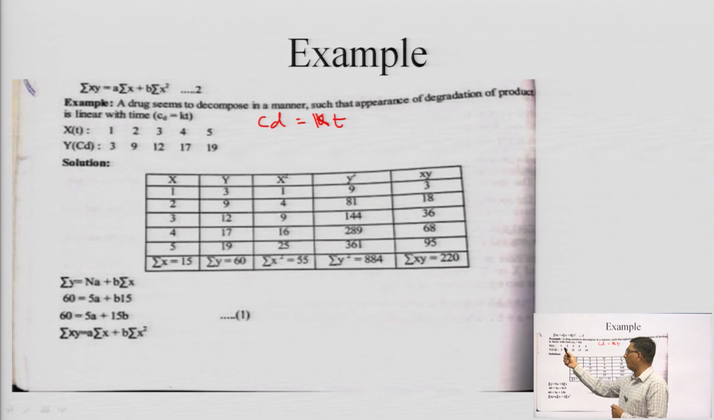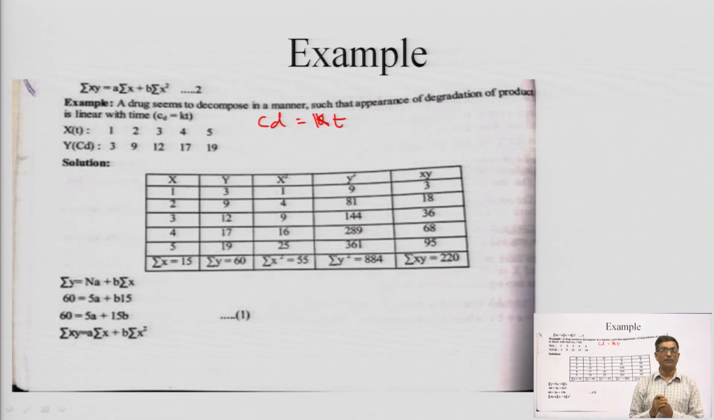In this example, when time is 1, the value of y is 3, and when time is 2, the value of y is 9, and when the value of x is 3, the value of y is 12, and when the value of x is 4, the value of y is 17, and when the value of x is 5, the value of y is 19. We want to find the regression equation of y on x, that is y equal to a plus b x.